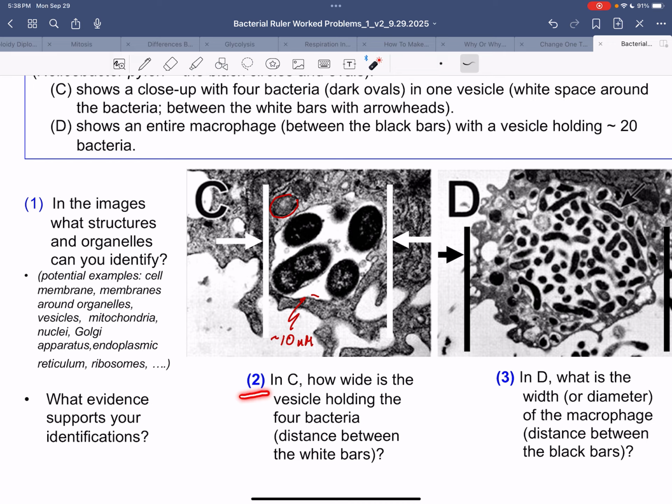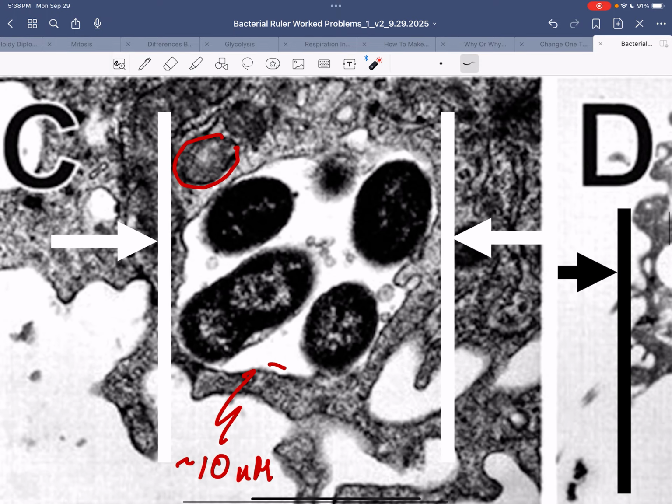Question here: how wide is the vesicle holding the 4 bacteria? It's the distance between the white bars. So here's one white bar, here's the other. So what's that distance? Well, in any bacterial ruler problem, if you can find something you're pretty certain is a membrane, that is going to be one of your best measures. Of course, for here, that's pretty small.